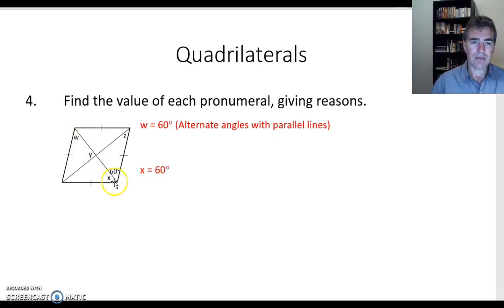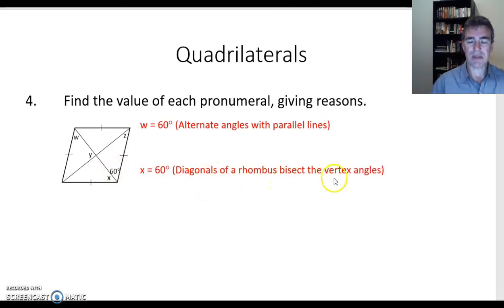This diagonal, remember from our properties of quadrilaterals, this diagonal should cut this angle into 2 equal parts. The words we use is the diagonal bisects the angle here at the vertex, this whole angle here. So we've said that it's 60 because they have to be equal. Why? The diagonals of a rhombus bisect the vertex angles.